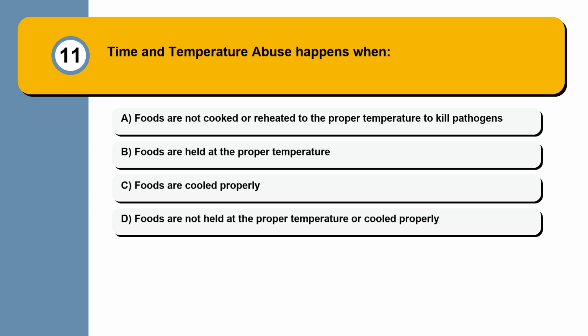Question 11. Time and temperature abuse happens when: foods are not cooked or reheated to the proper temperature to kill pathogens; foods are held at the proper temperature; foods are cooled properly; foods are not held at the proper temperature or cooled properly.